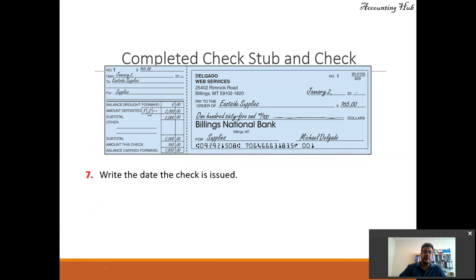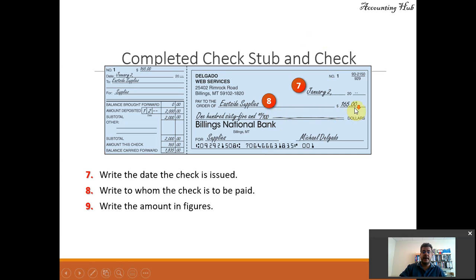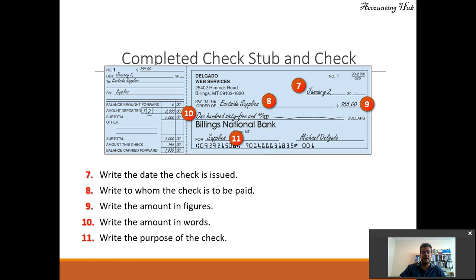And number 7, now the check: the date, to whom the check is paid, amount in figures, amount in words, the purpose of the check, and your signature. Very, very nice and very important here. Ask your parents if you have some questions. For sure they will know how to do that. Or, much better, watch this video tons of times.